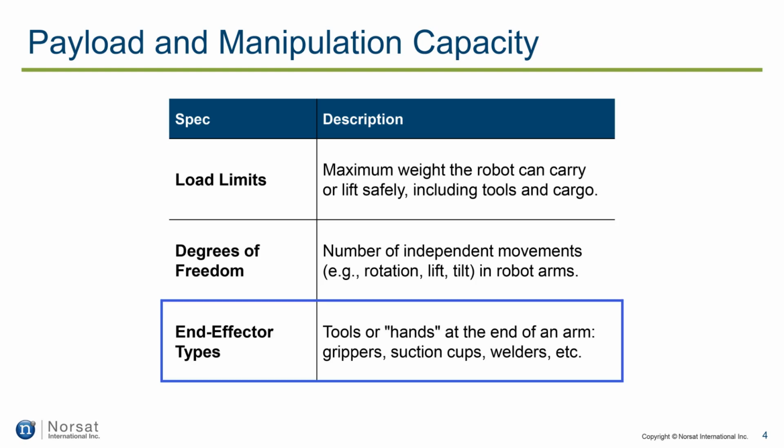Now let's talk about end effectors. End effectors are the tools at a robot's arm tip: grippers, suction cups, welders, drills, or multi-fingered hands, chosen to match the task.